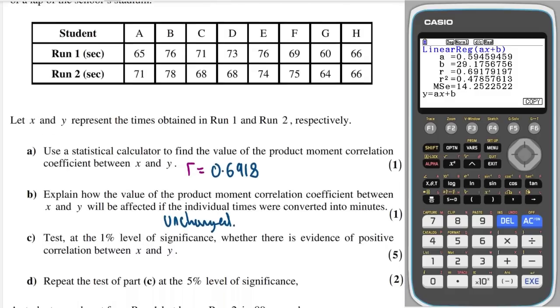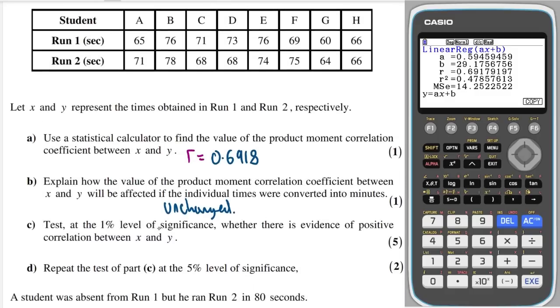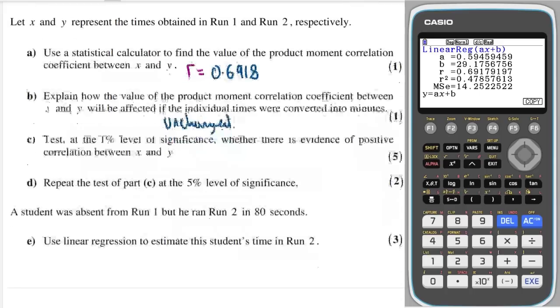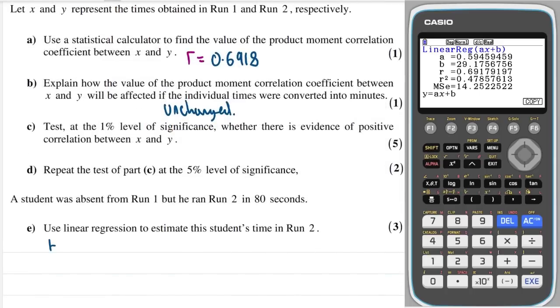Part C, it says test at the 1% significance level whether there is evidence of a positive correlation between x and y. Okay, so I will need to write out my H0 is that rho is equal to 0, and H1 is that rho is a positive correlation is the question. So that means that we have to do rho is greater than 0.